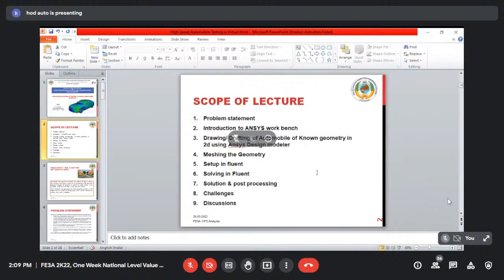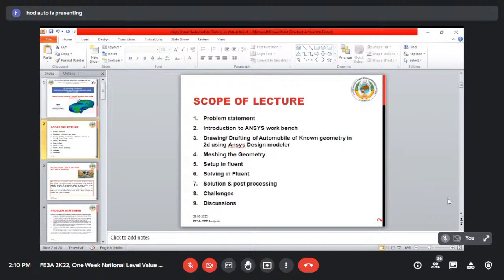So, scope of the lecture: you have a problem statement, introduction to ANSYS Workbench, which I may skip because Karthik has been doing it, and drawing or drafting of automobiles of known geometry in 2D using ANSYS Design Modeler, because most of them use drafting tools like AutoCAD, CAD 360, or a cloud-based one like OnShape, or SimScale, or SolidWorks, CATIA, but I will look into the known domain of ANSYS. It has a Design Modeler, meshing, setup in Fluent, solving in Fluent, solution, post-processing, challenges and discussions.